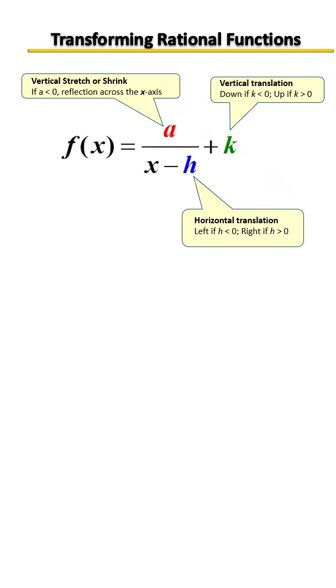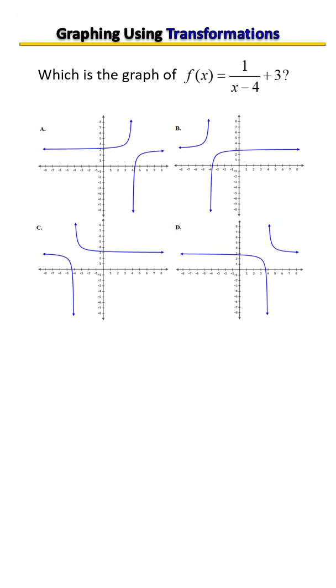Vertical, what you see is what you get. A plus some number is shift up, minus some number is a shift down. Here we have the parent function 1 over x that has undergone 2 transformations. Here we have a horizontal shift, and even though it may seem x minus 4 is 4 units to the left, it is not. It is rather 4 units to the right. And then we have our vertical shift 3 units up.